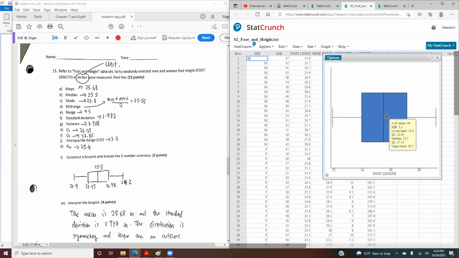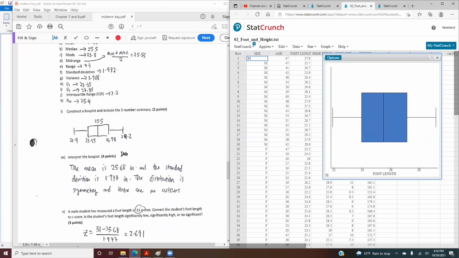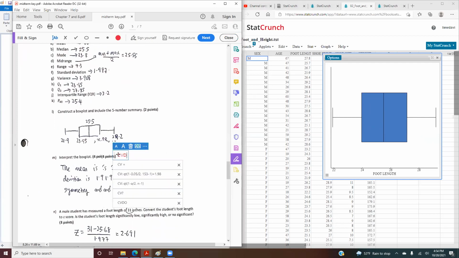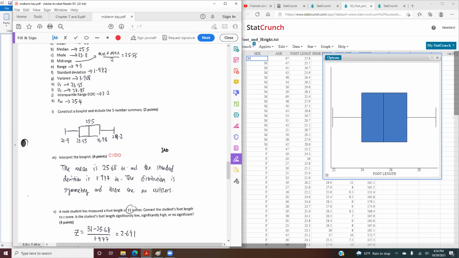How do you interpret this box plot? You need to do CVDO. Now, since there are no outliers in this case, you have to report the mean and the standard deviation.